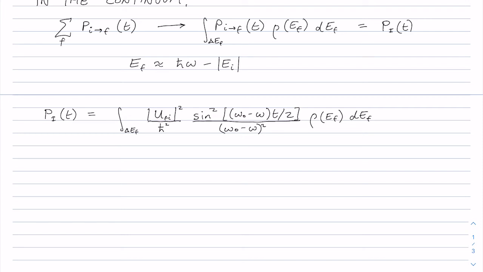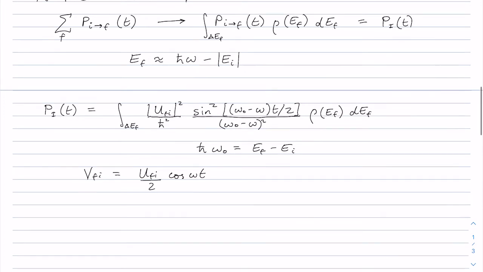And what is omega in this equation? Omega naught was E_F minus E_I over h bar. And we also need to remember what U_Fi was. We had V_Fi was equal to U_Fi over 2 times cos omega t, or e to the i omega t.